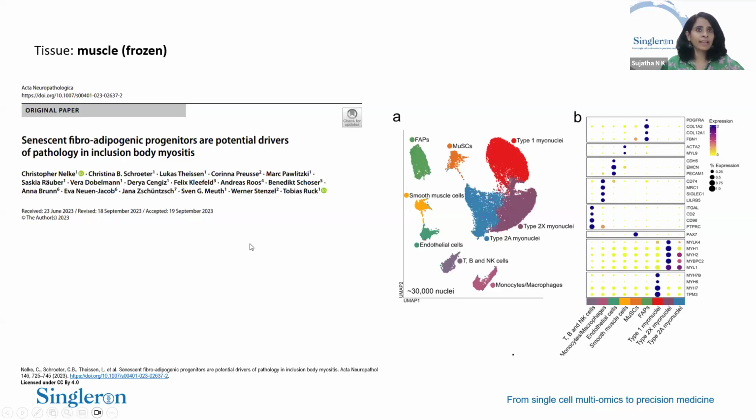And this is, again, one of our customer publications. They work on muscle, which is frozen. They were frozen biopsy samples, so they chose to do single nuclei with our kits. And as you can see, they have picked up the myonuclei, which are the muscle cells of interest, including some immune cells at lesser numbers. And this has helped them answer their research question.